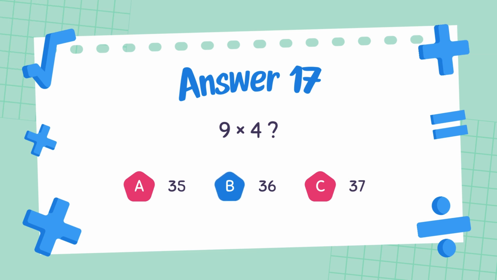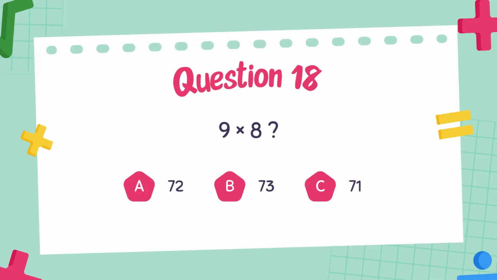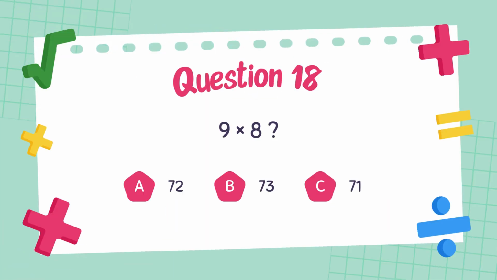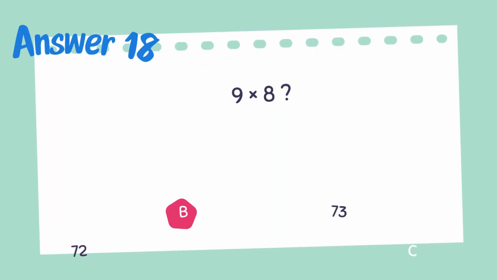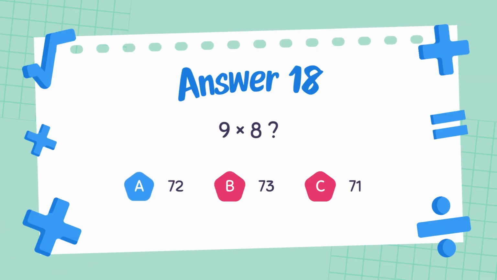Great work. Question 18. What is 9 times 8? Is it A, 72, B, 73, or C, 71? The answer is A, 72.